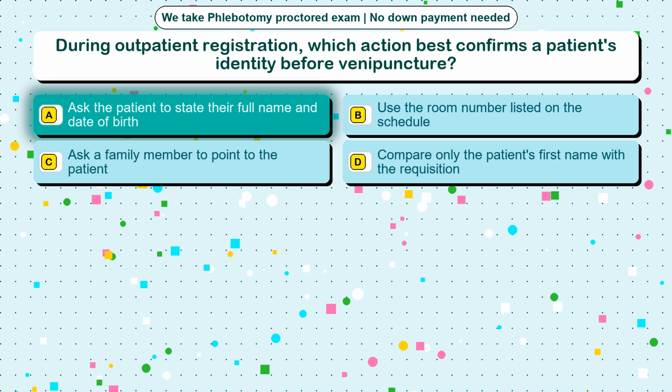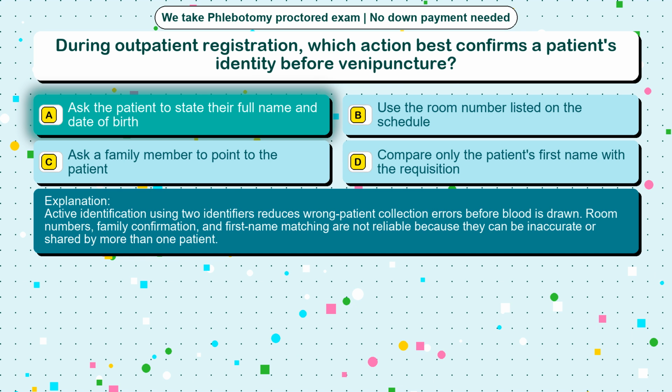Ask the patient to state their full name and date of birth. Active identification using two identifiers reduces wrong patient collection errors before blood is drawn. Room numbers, family confirmation, and first name matching are not reliable because they can be inaccurate or shared by more than one patient.